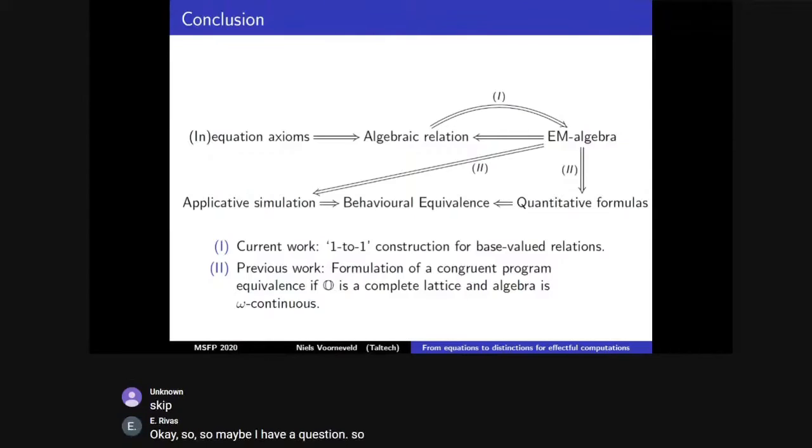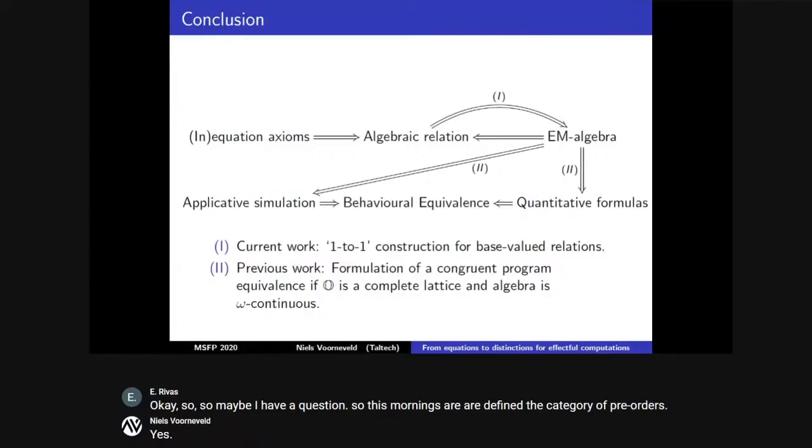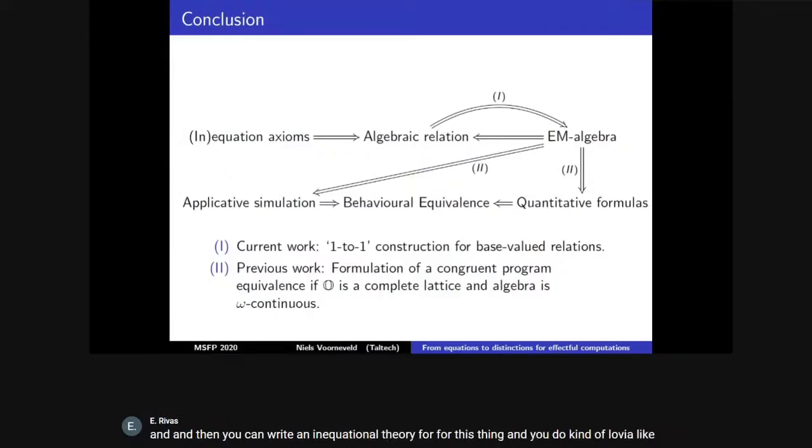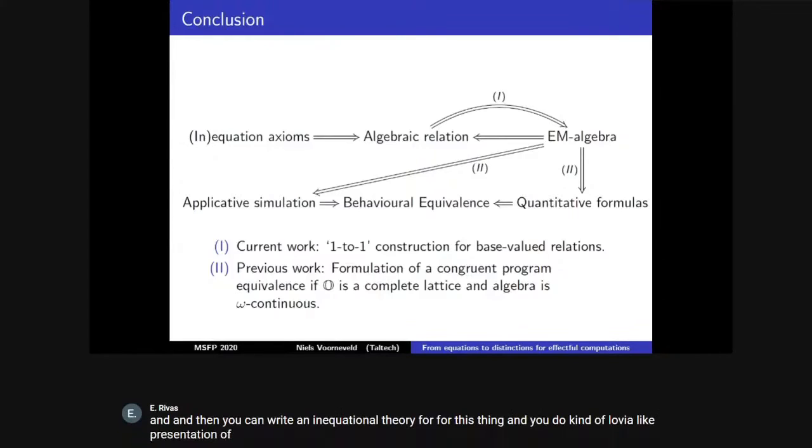So these monads are defined in the category of pre-orders. Yes. And then you can write an inequational theory for this thing, and you do kind of a Lawvere-like presentation of inequational theories, or how does it work?